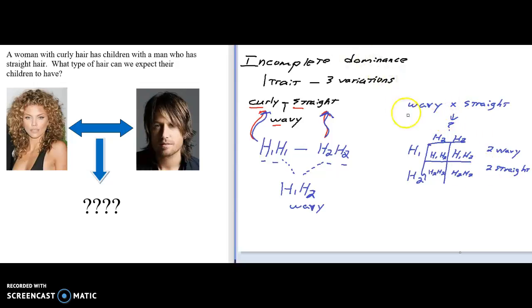Well, let's change it up one more time. Let's get rid of this individual. Let's switch them out. And let's switch out this. And let's make it 2 wavy-haired individuals that are going to reproduce.